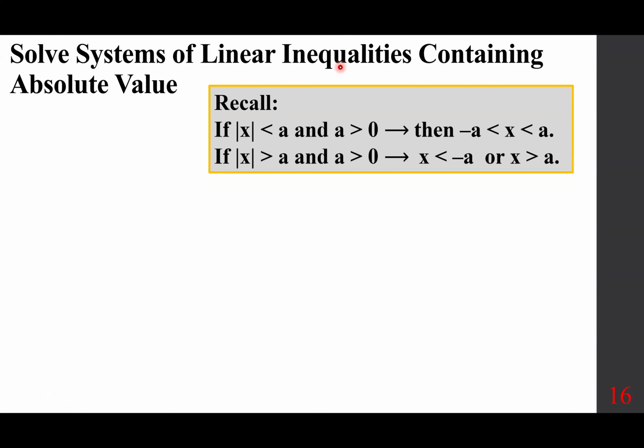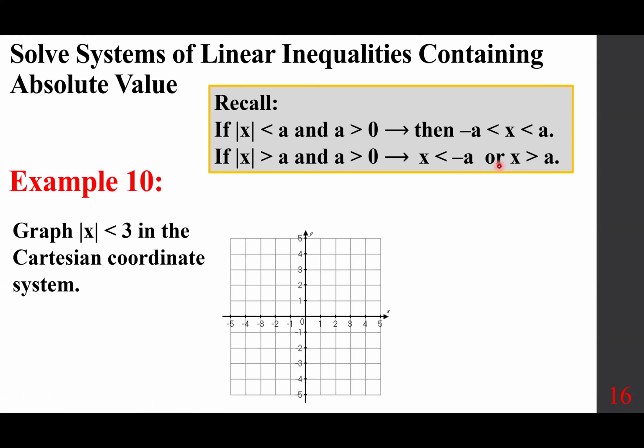One is systems of linear inequalities consisting of absolute values. For example, you remember absolute value of x is less than a, and if a is positive, x is sandwiched between negative and positive a. And if it's larger than a and a is positive, x is less than negative a or larger than a.